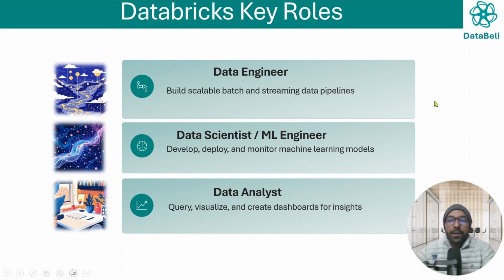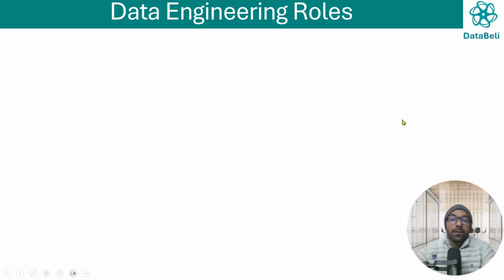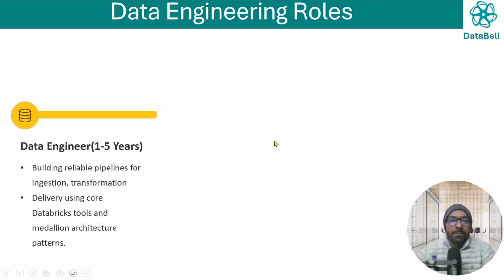And because I mainly have expertise in data engineering, let's see what different levels of roles there are within data engineering. So it starts with a data engineer. These are the people who have experience of around 1 to 5 years. They build reliable pipelines, working mainly on ingestion and transformation of data. They use the Databricks data related tools, and they build the medallion architecture patterns. And they have their seniors to get help from whenever they need.